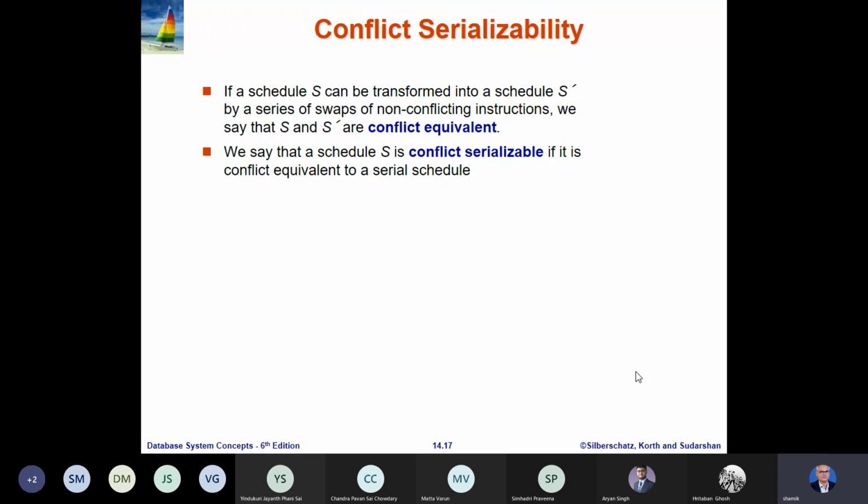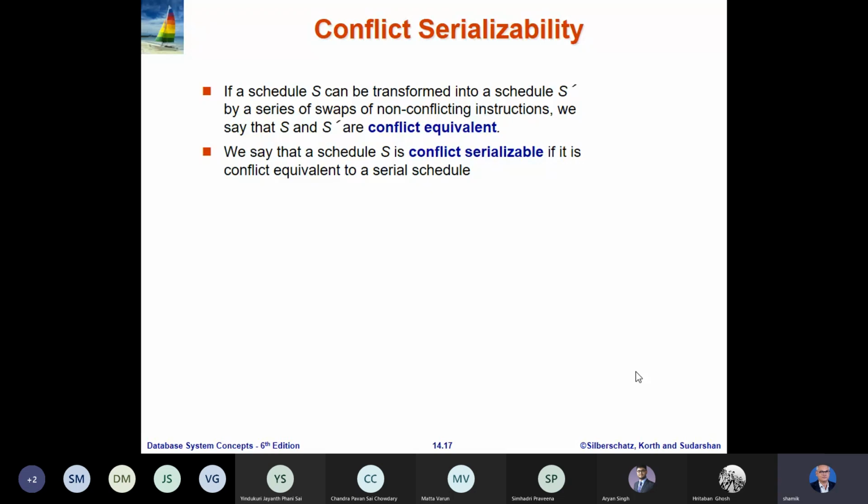So again I am repeating this, that you can have two schedules S and S prime, both concurrent, and they may or may not be conflict equivalent to each other. But if S is conflict equivalent to S prime, and S prime is a serial schedule, then we say S is a conflict serializable schedule. Suppose S is a serial schedule, so it is conflict equivalent to itself, which is a serial schedule. Hence, trivially, any serial schedule is conflict serializable.